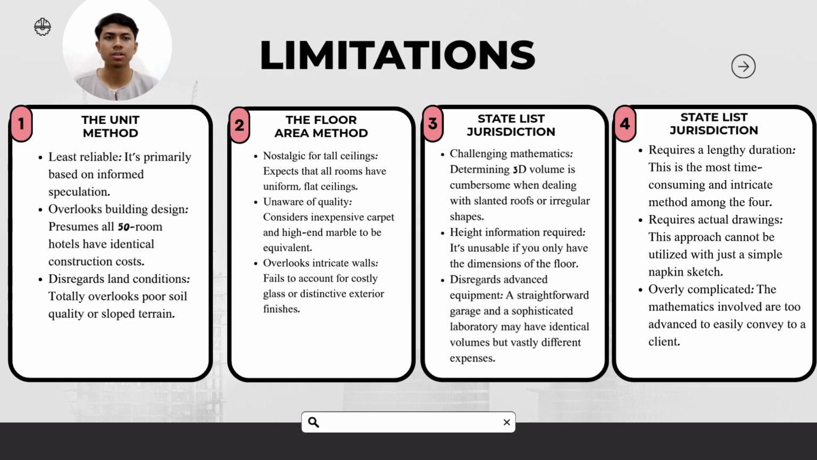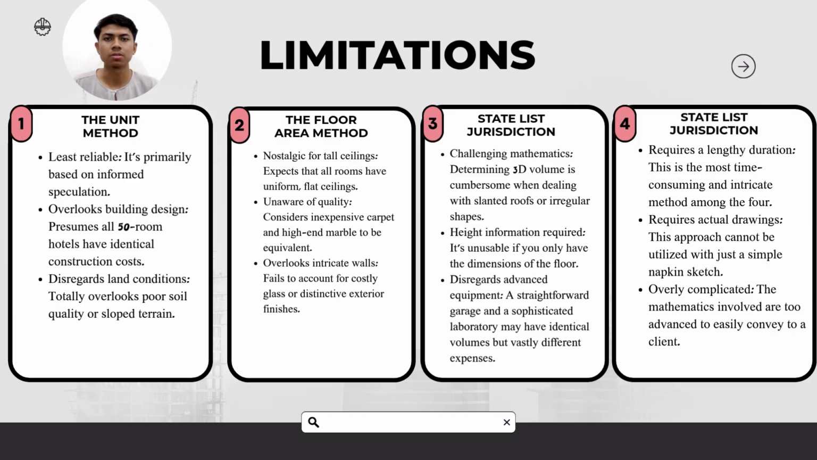This means it cannot account for the differences in ceiling height, material quality, or a complex building design. For the third one, we have the cubic method, which requires accurate information about the building's height and volume. It also involves a more complicated calculation, especially for buildings with irregular shapes or a sloping roof.